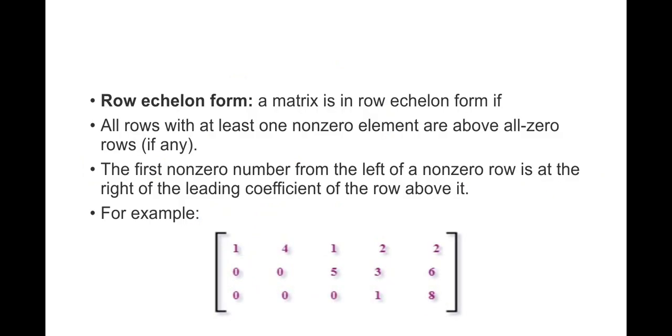Row echelon form: a matrix is in row echelon form if all rows with at least one non-zero element are above all zero rows. The first non-zero number from the left of a non-zero row is to the right of the leading coefficient of the row above it. For example, consider the system of equations x plus y plus z equal to 3, and so on, with the augmented matrix rows 1, 1, 1, 3 and 2, 3, 7.